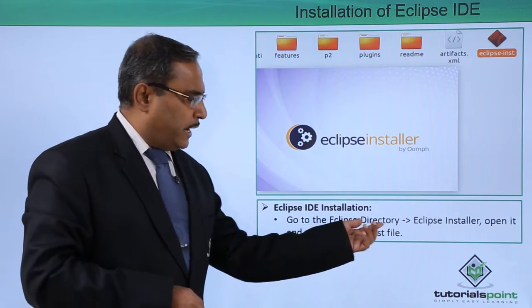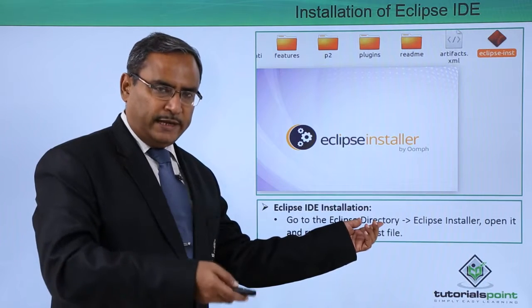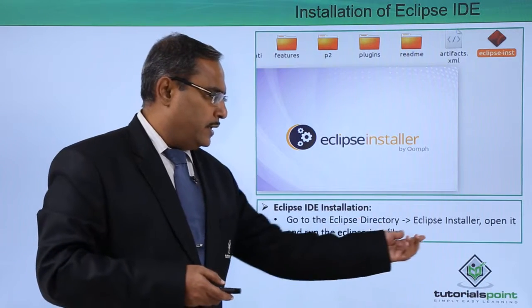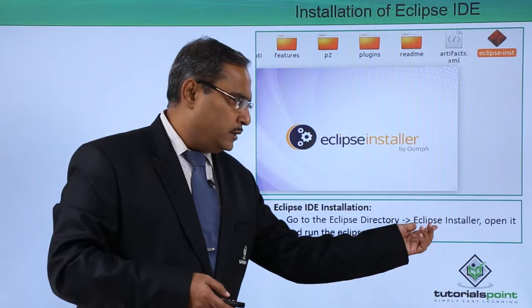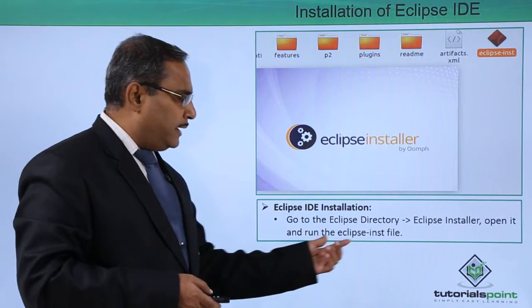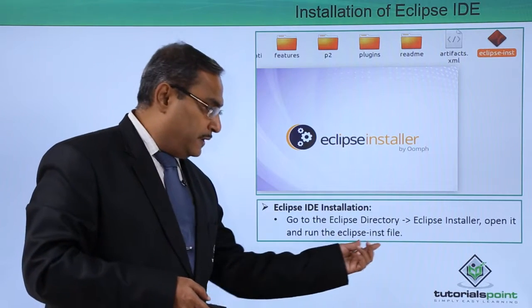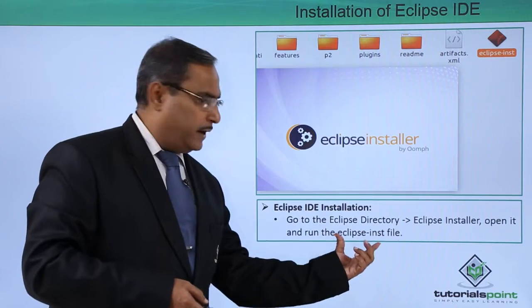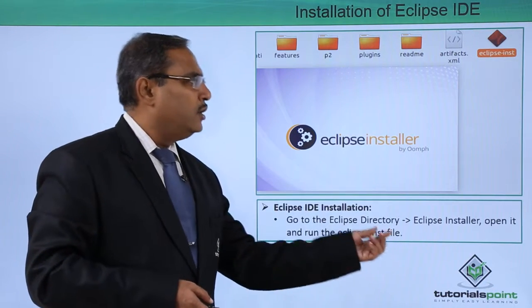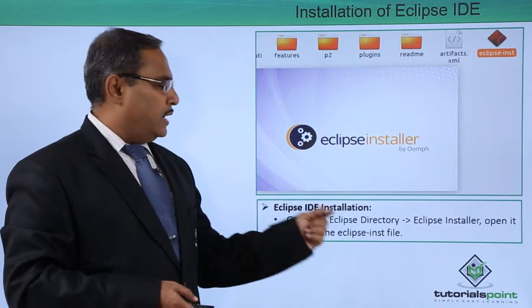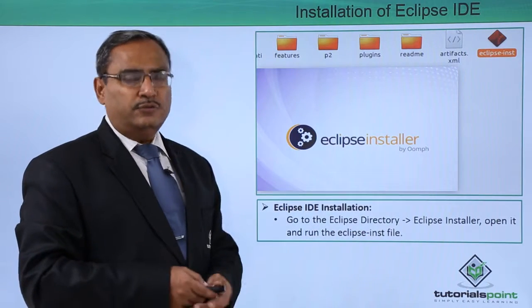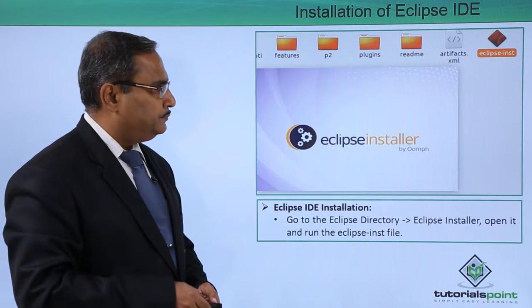Go to the Eclipse directory. After extraction, go to the Eclipse directory and then open the Eclipse installer and run the eclipse-inst file. This is the name of the file. You should click on that eclipse-inst file to start the installation process.